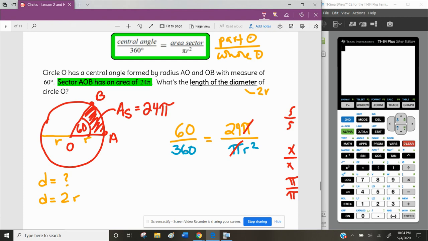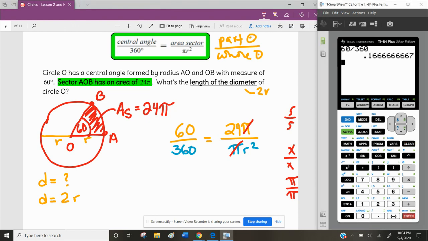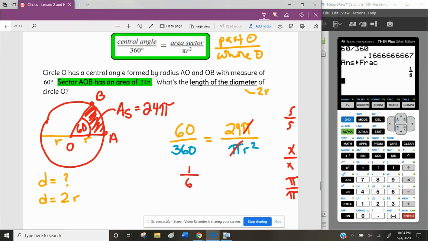Additionally, what you can do is over here with your angles, if you want to, you could reduce that down before you do any calculation. You don't have to. It's not mandatory. See, that's a 6. That makes work a little bit easier for us. But again, it's not necessary. I'll write the reduced amount. So 1/6 is what 60 over 360 reduces to, and then I have 24 over r squared left.